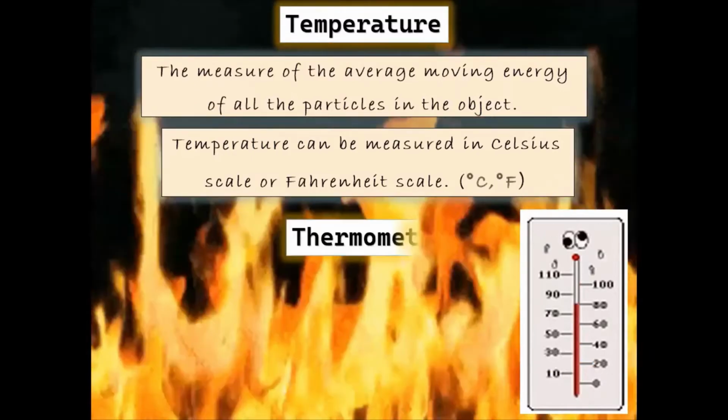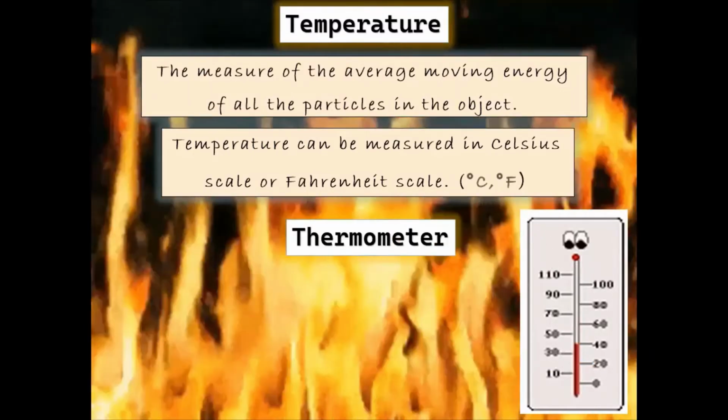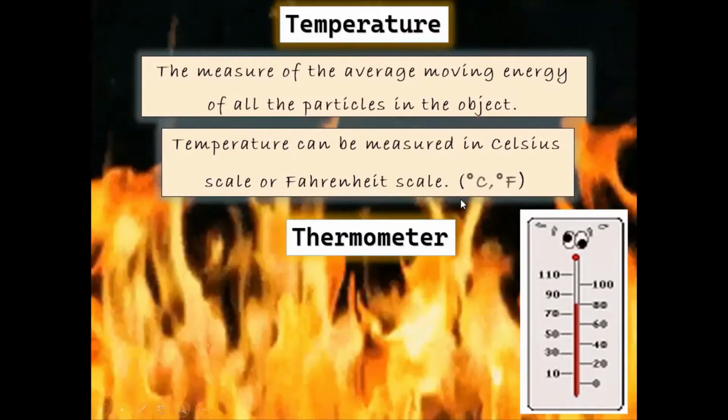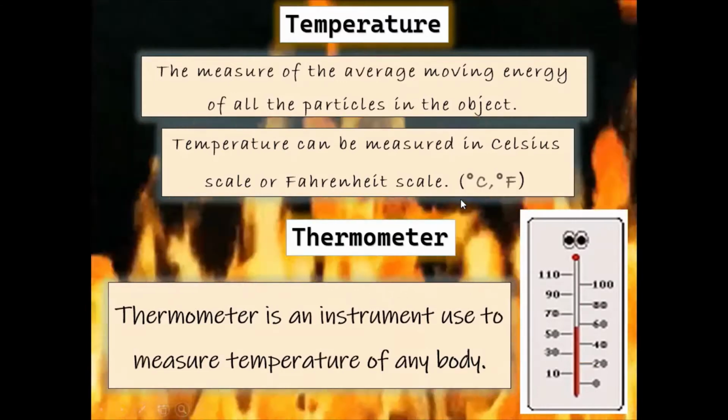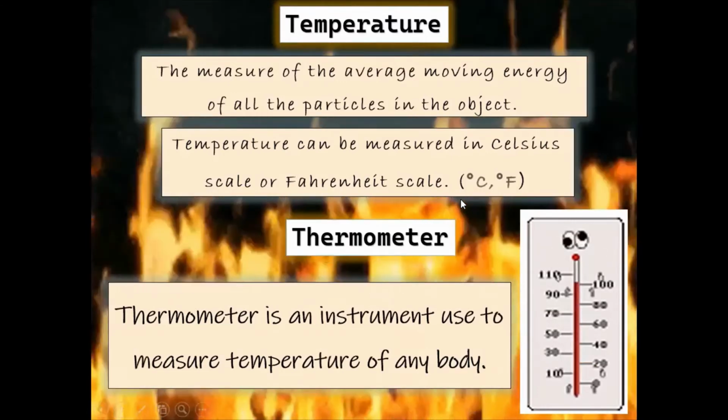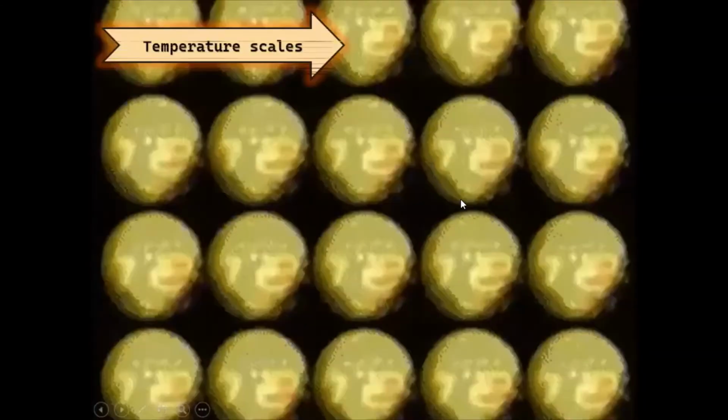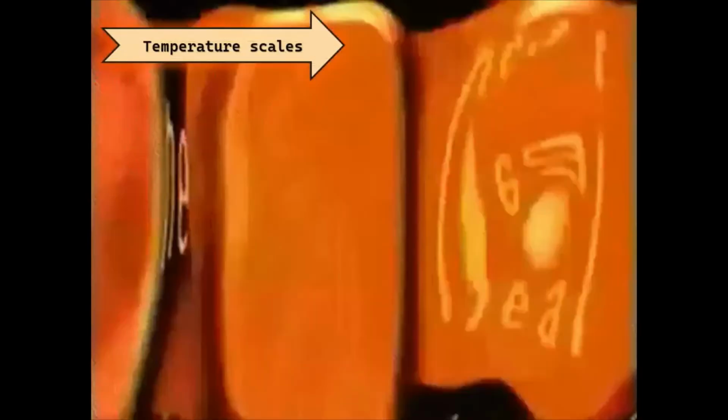What is the device that we use for temperature? The device is called a thermometer. It's an instrument that can measure how hot or cold anything is. The unit we use on the thermometer for the temperature scale is degrees.